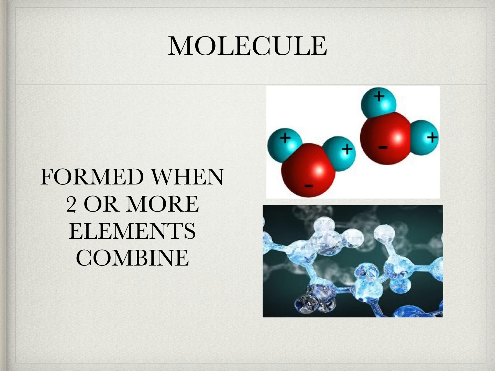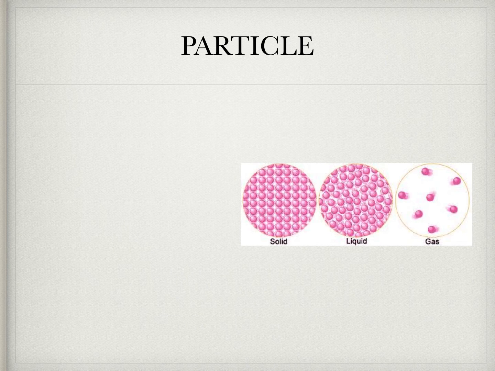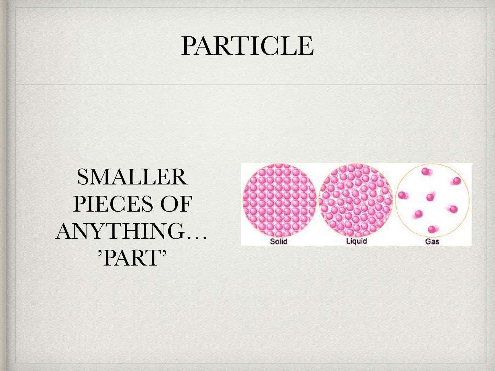Now, if I'm going to talk about one particular thing, like a particle, I have a picture of the different states of matter here, solid, liquid, and gas, which is what we'll get into next in this unit, but not yet. A particle, by definition, is a smaller piece of anything. The word particle has the word part in it because it's a part of something. For example, a part of your outfit might be your jeans. If you're talking about an atom, a part of that might be a proton or a neutron or an electron or something along those lines.